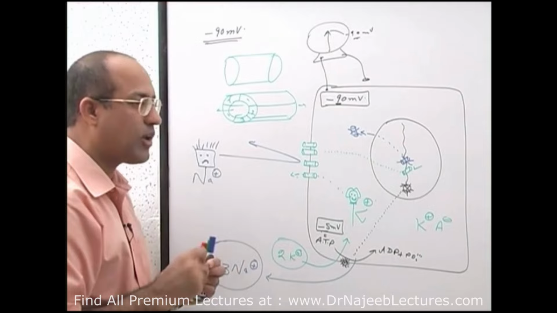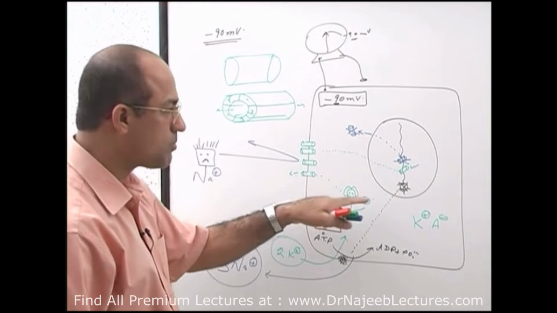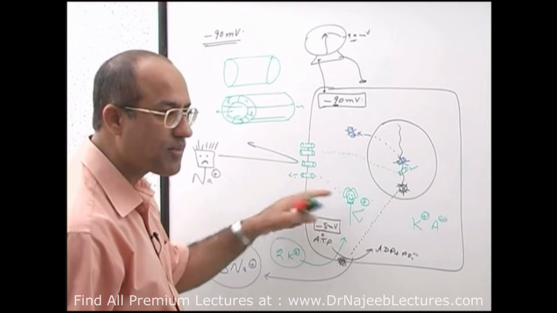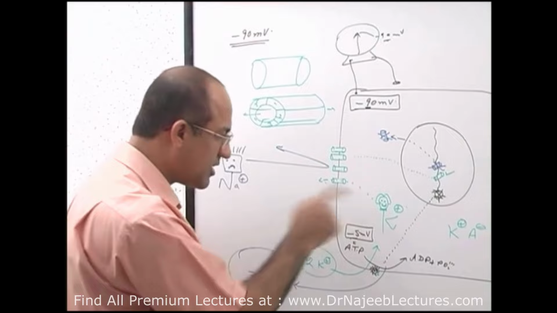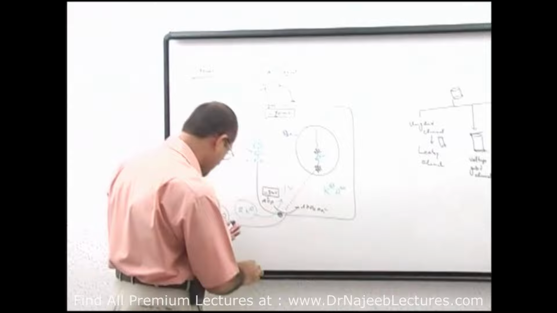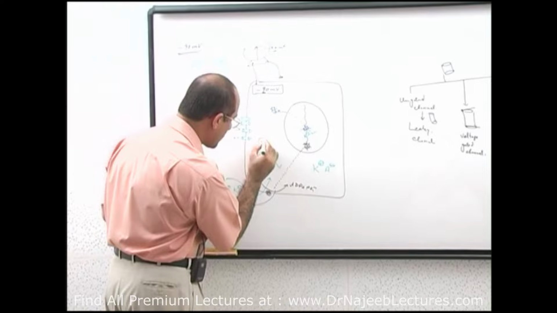Now let's see the behavior of this potassium. What is happening? A lot of potassium is present in the cell and the cell membrane is now permeable to potassium. A lot of sodium is present outside the cell, but the cell membrane is not permeable to sodium. Now we'll see what really happens to the cell and how this potassium behaves. It's ready to rush out, isn't it? So let's suppose this is the potassium.